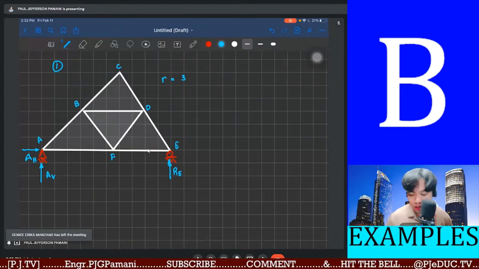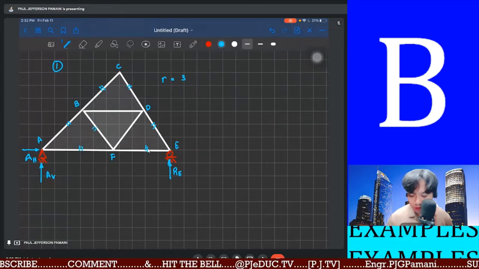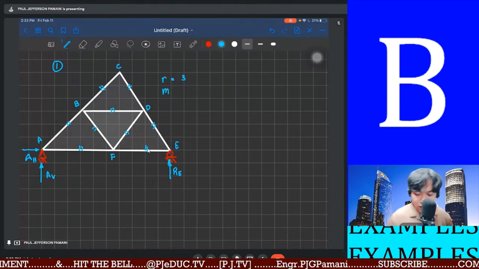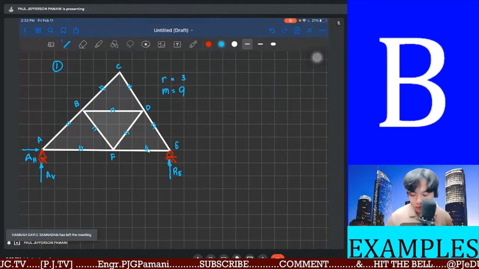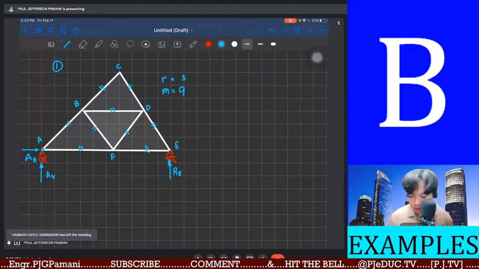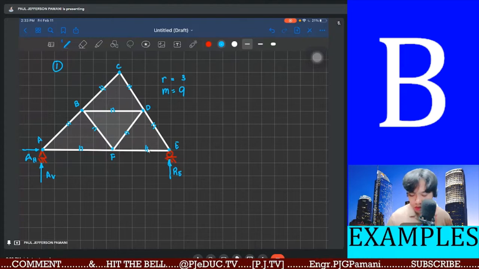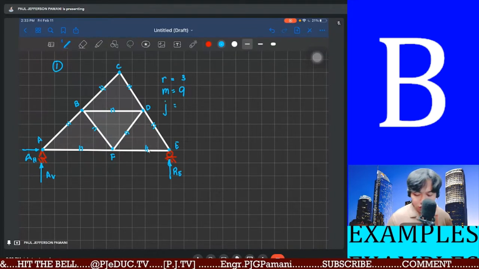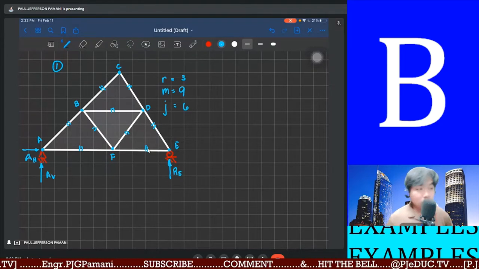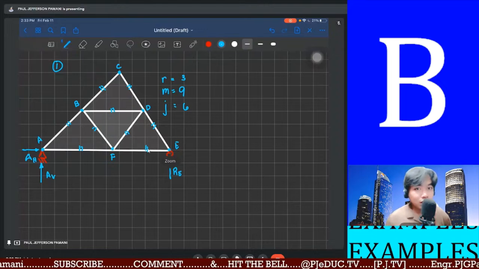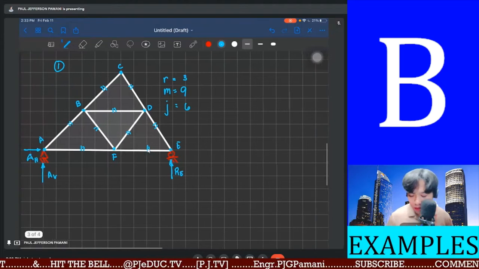Ilang members yan? You have 1, 2, 3, 4, 5, 6, 7, 8, and 9. So, M represents the number of members. Then, joints. How many joints? 1, 2, 3, 4, 5, and 6. So, J is your joints. We have 6. How do we determine now whether the given truss system is determinate or indeterminate as well as its degree of determinacy? Remember our formula.